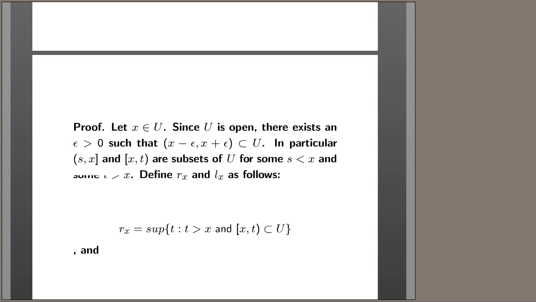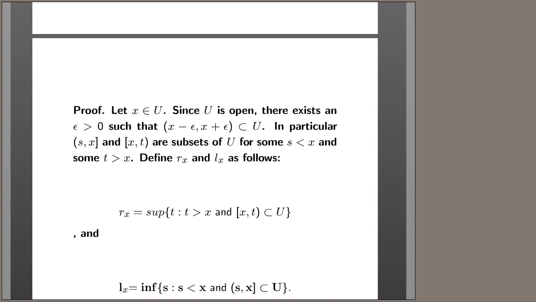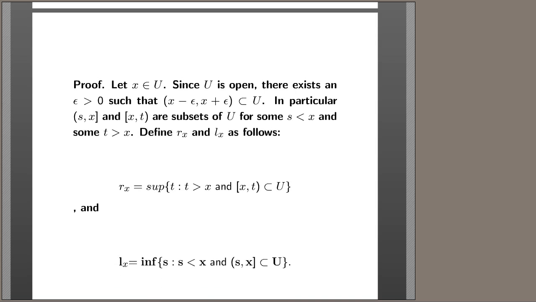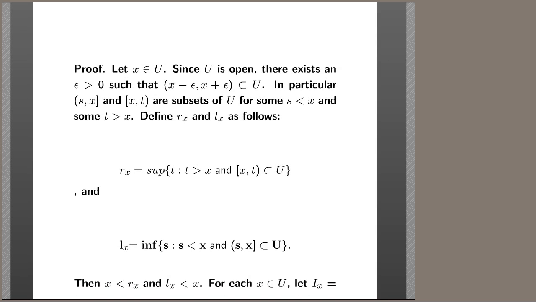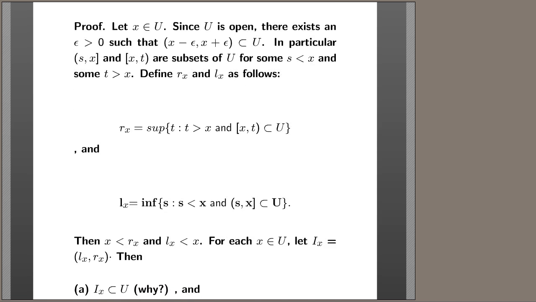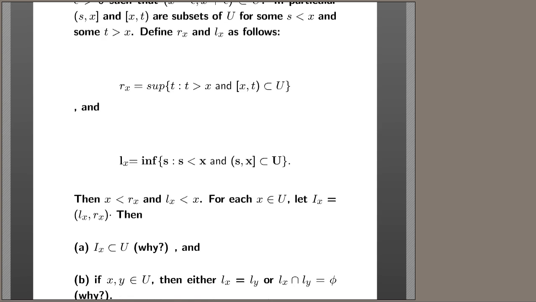Now, it may not be unique. You might have a bunch of them, but here is what we do. We take the largest one from the right and the smallest one from the left. Suppose r(x) is equal to the supremum of t, on the right side we are now looking at, so that (x, t) is a subset of U, and the left endpoint l(x) is similarly the infimum of s so that the interval from s to x, x included, is a subset of U.